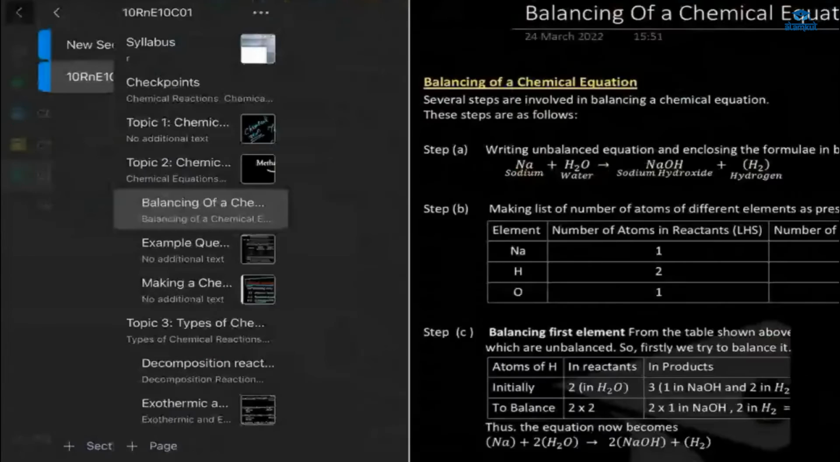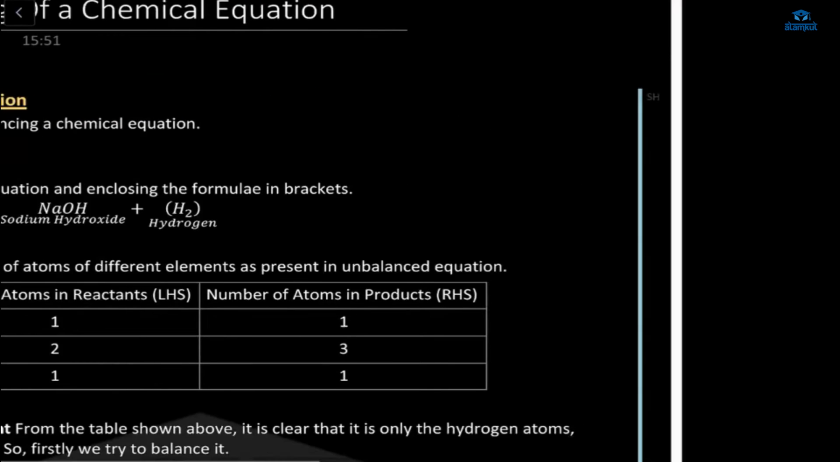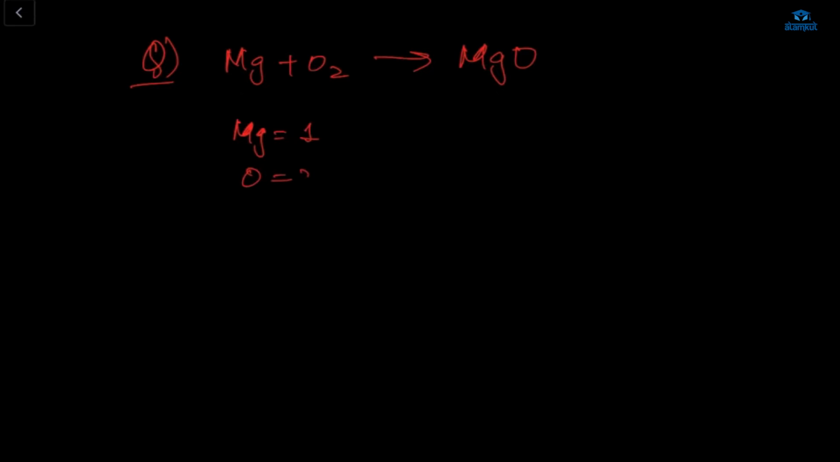Now let's do some questions regarding this balanced chemical equation. Let me write here. Let me ask you guys one question. If this is Mg plus O2 giving MgO, can you guys balance this equation? Because this equation is not balanced. Here Mg number of atoms is 1, oxygen is 2, and this is my reactant side, this is my product side. And here my Mg is 1 and my O is also 1. So how to balance this equation?